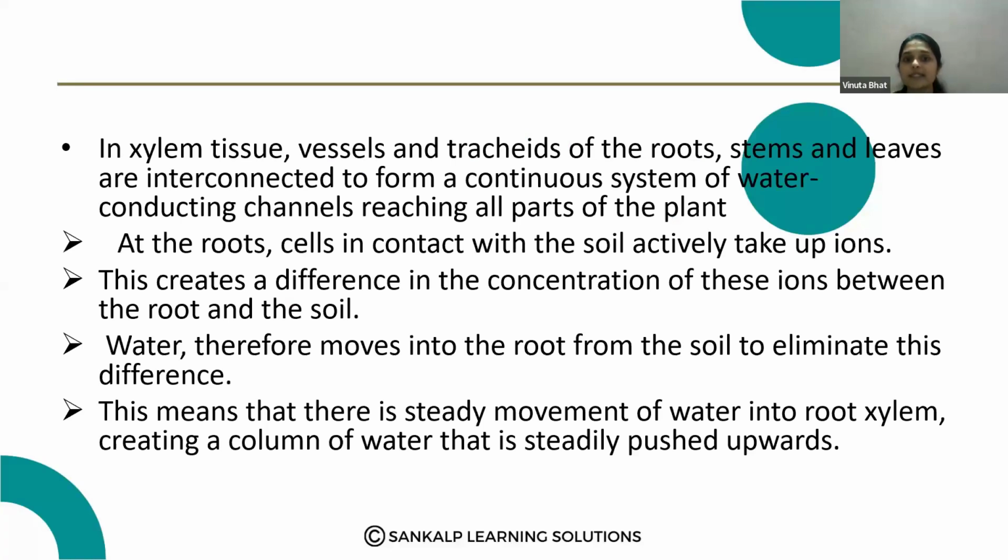In the xylem tissue, vessels and tracheids in the roots, stems, and leaves are interconnected to form continuous water conducting channels. And here, root cells in contact with the soil actively take up the ions. This creates a difference in the concentration of these ions between the root and the soil. Water therefore moves into the root from the soil to eliminate this difference. This means there is a steady movement of water into the xylem, creating a column of water that is steadily pushed upwards. Okay.